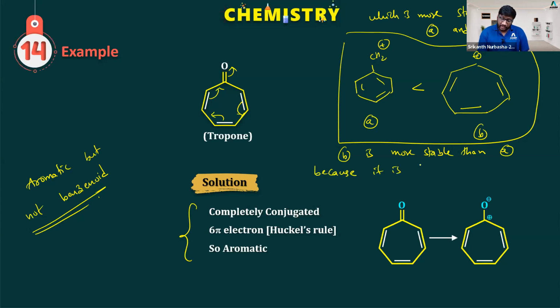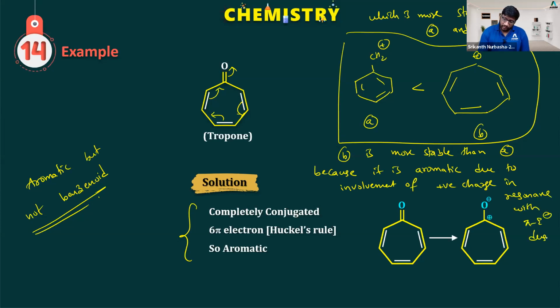it is aromatic due to involvement of positive charge in resonance with the pi electron density. That means if I say A and B, among A and B, if B is more stable, then I can produce respective alkyl halides. I can use CH2Cl here.